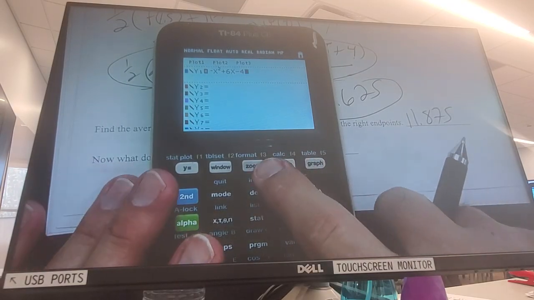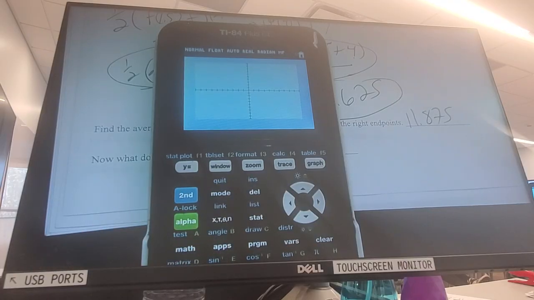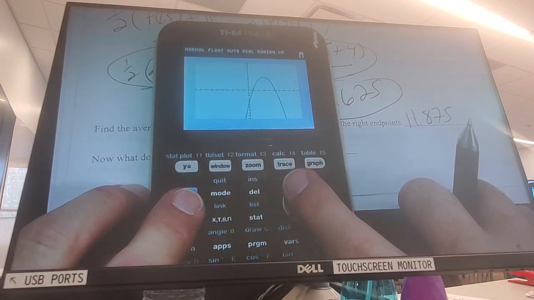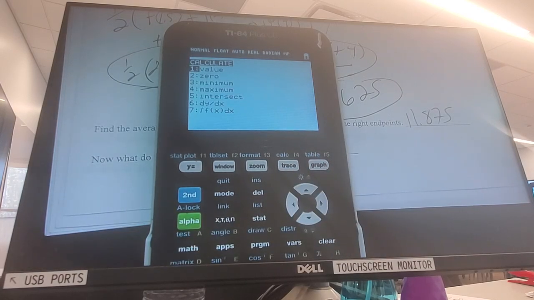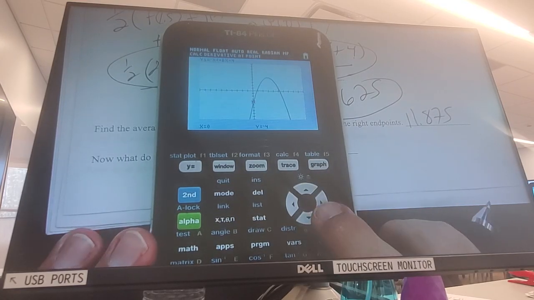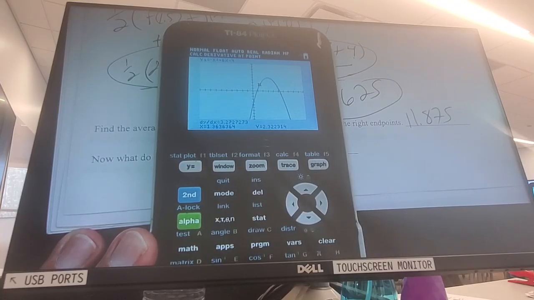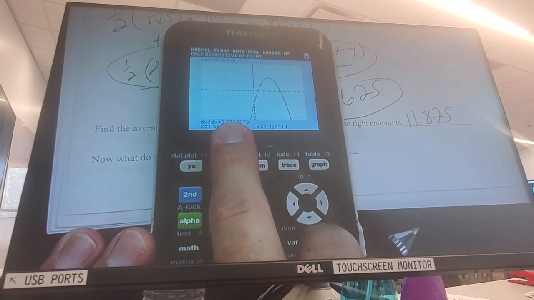Now, if I do zoom 6, it'll graph, and it should look roughly like what we got. Yay! Now, here's the really cool thing. If you go to second trace to go to calc, we've been in here before. You guys see the last two things? Number 6. What's up with number 6? Really quickly, number 6: just hit the number 6, pick any point you want to, hit enter, and it tells you the derivative at that point.